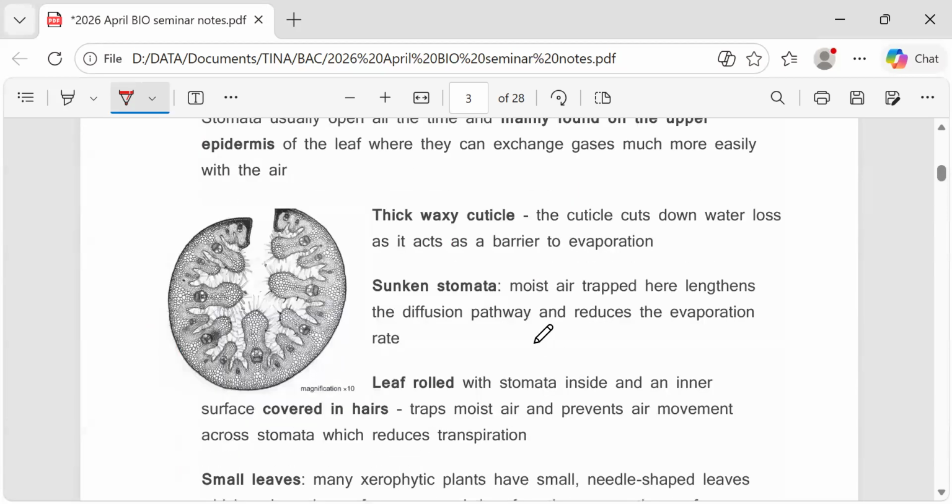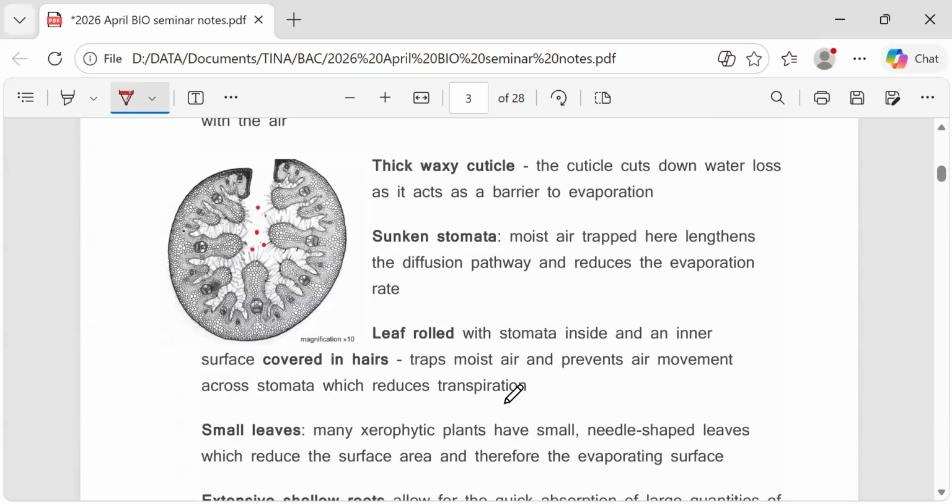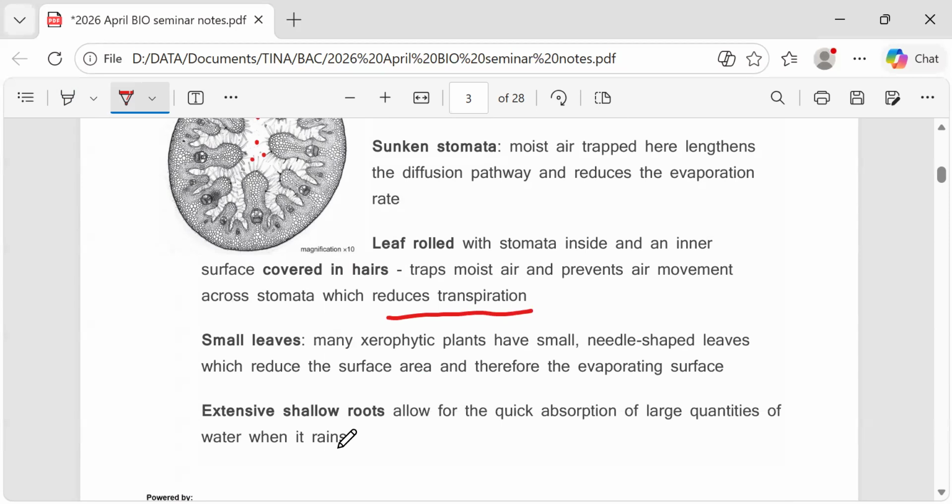Okay, this is for xerophyte: thick waxy cuticle. The cuticle is here. The leaves are curved so that they trap air, humidity. Sunken stomata so that they can trap moist air. The leaf is rolled again to trap air, covered in hairs again to trap air. Water vapor is air. You want to trap it so that it doesn't move, so this reduces transpiration. Small leaves, so less surface area, and some don't even have leaves, some have needles. They have extensive shallow roots so that the moment it rains, they can absorb the water.